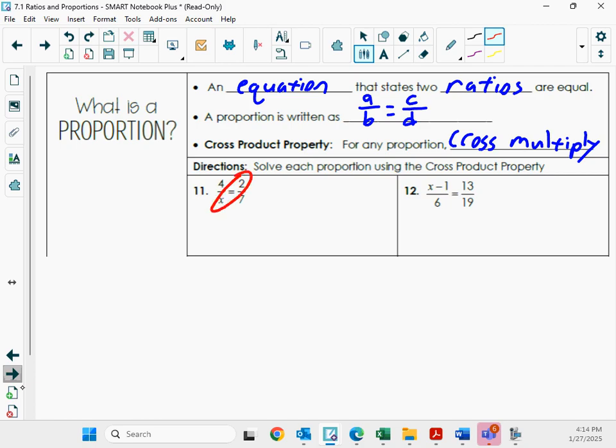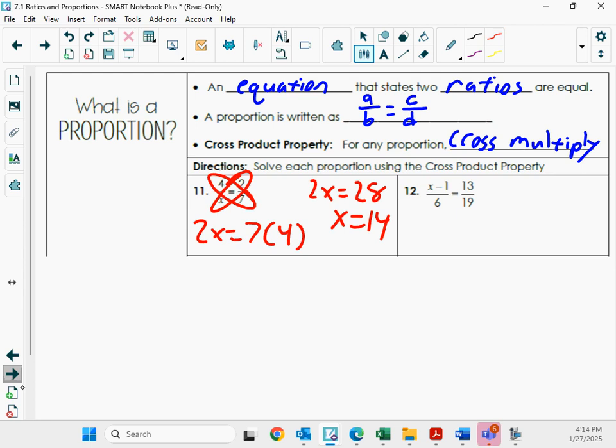I have x times 2, so 2x equals 7 times 4. Again, write it out. I know we're starting easy, but you'll see in the next question why we write this out. So 2x equals 28, therefore x has to equal 14.